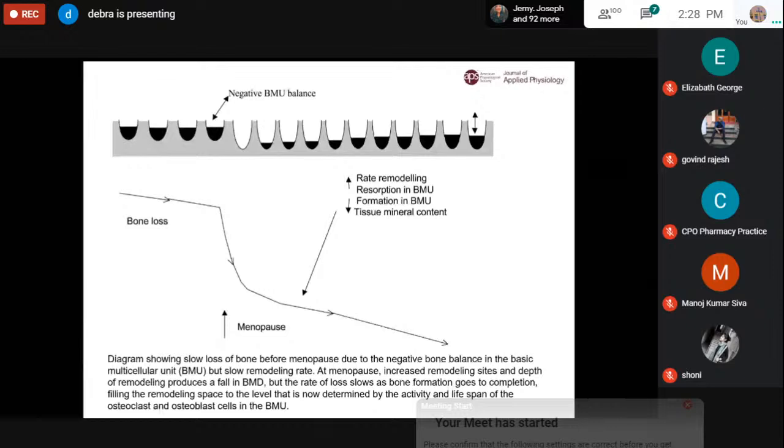And prior to menopause, there may be replacement of that, and the rate of remodeling, resorption and formation can lead, as you can see in this graphic, to the bone slowly having less bone in it, and there's a slowing in the rate of bone formation. And then we can see that this is determined by the activity and lifespan of the osteoclast and the osteoblast cells.